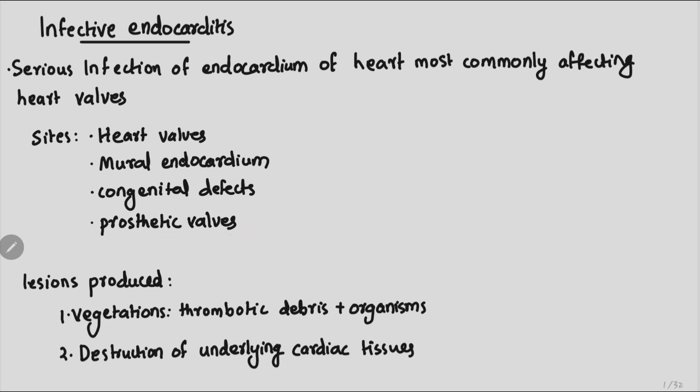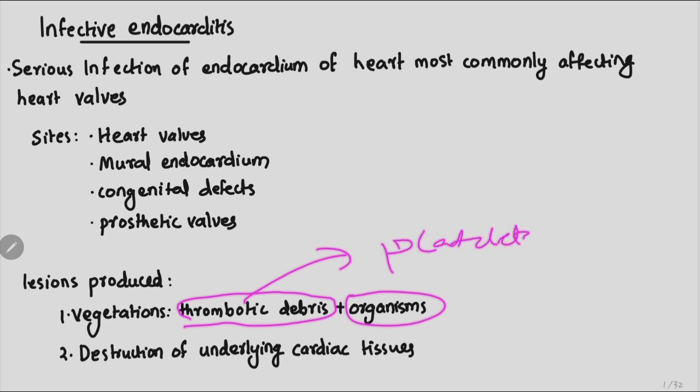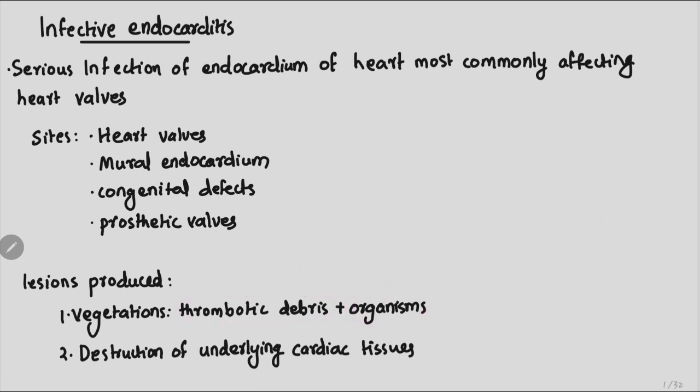The major lesions produced in infective endocarditis, the first one, is vegetation. Vegetation consists of thrombotic debris plus microorganisms. So it is caused by microorganisms. Vegetations, which are mostly seen on the heart valves, consist of thrombotic debris and microorganisms. Thrombotic debris means it contains platelets and fibrin, and also microorganisms, and a few inflammatory cells. Apart from vegetation, destruction of the underlying cardiac tissue, that is destruction of the valves, can occur. Perforation and ulceration of the heart valves can occur in infective endocarditis.